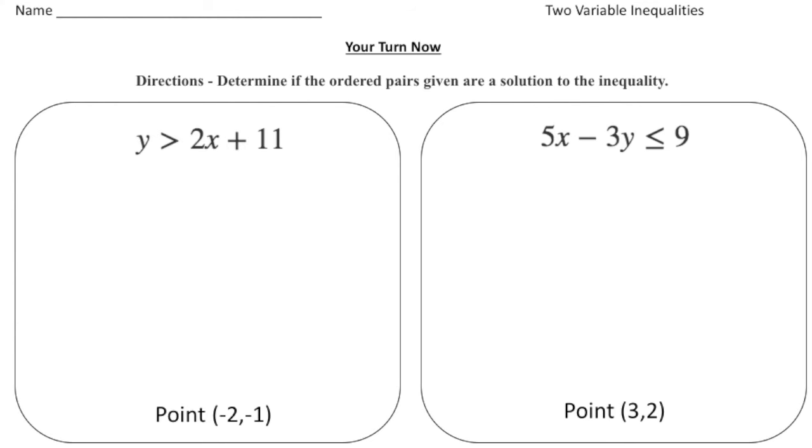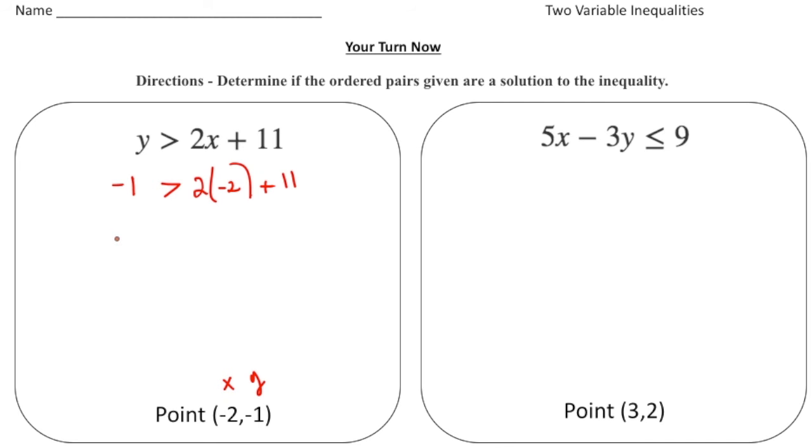Welcome back. Let's see how you did with these practice problems. Here we have y is greater than 2x plus 11, and the question is: is negative 2 and negative 1 a solution to this two variable inequality? We know the x value is going to be negative 2, and the y value is going to be negative 1. So I'm going to substitute these values in. Negative 1 is going to be greater than 2 times negative 2 plus 11.